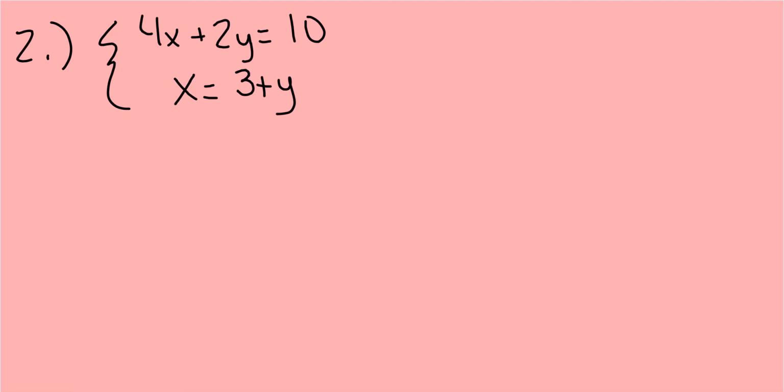Alright, number 2, exact same concept, it's actually a little bit easier because there's only one choice. I have to pick the bottom x, which means 3 plus y is going to go into the top x. So I'm going to rewrite the top one. I'm going to write 4, but instead of x, I'm going to put 3 plus y.